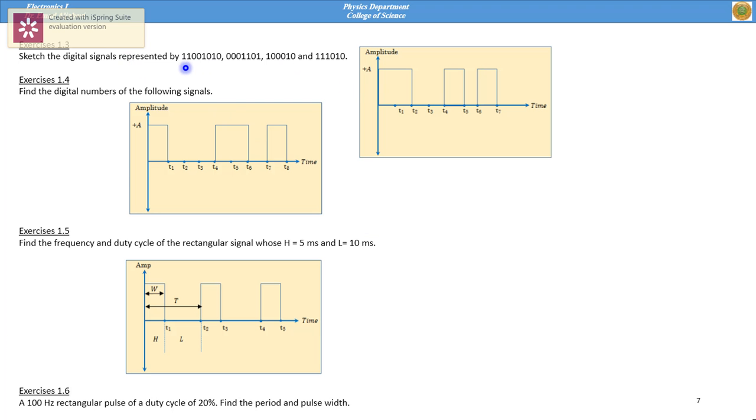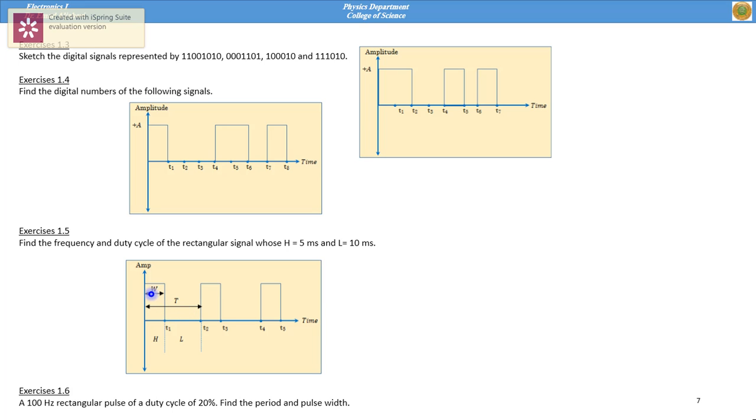Here is another example for 1, 1, 0, 0, 1, 0, 1, 0. Here 1, 1. Here this is 1, 1. Then 0, 0, 0, 0, 1, 1, 0, 0, 1, 1, 0, and here 0. In this exercise, find the digital number of the signal. We see here 1, 0, 0, 0, 1, 1, 0, 1, 0, and so on for the other examples.